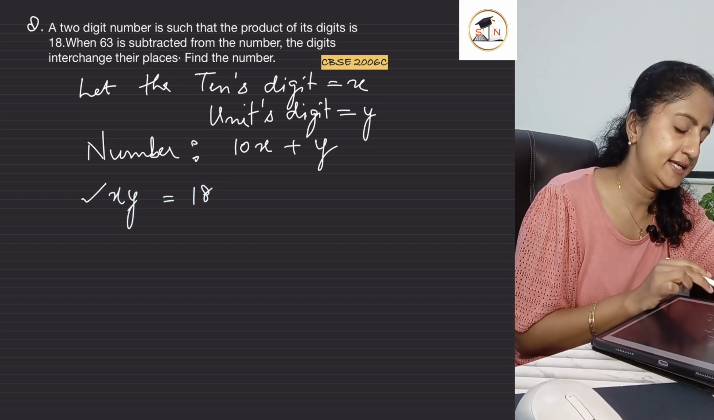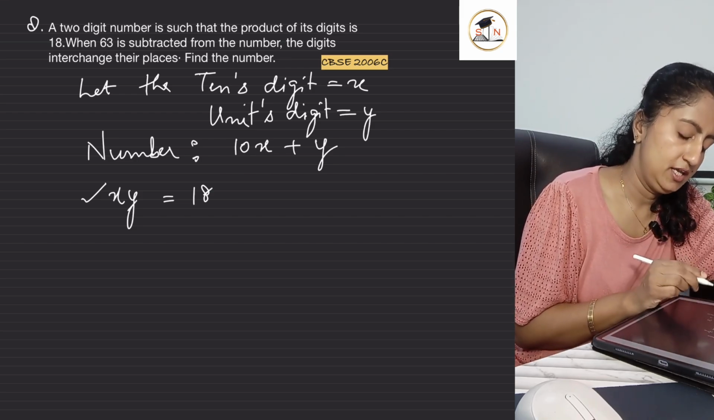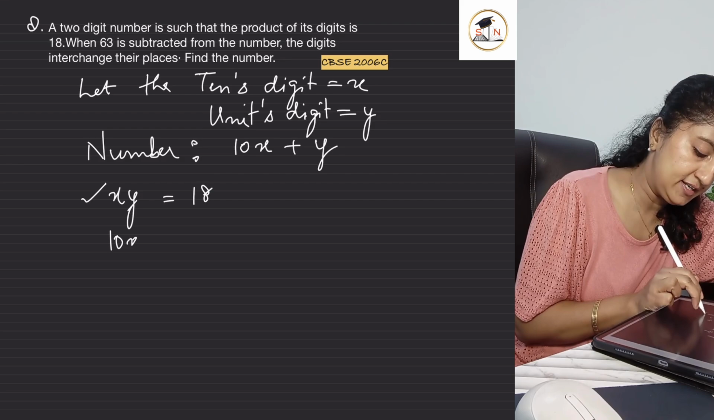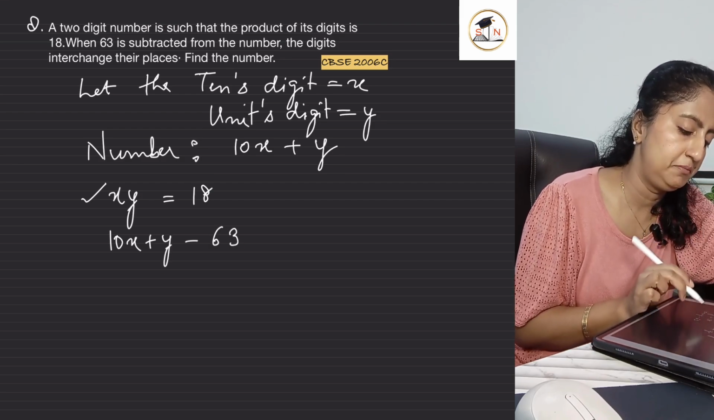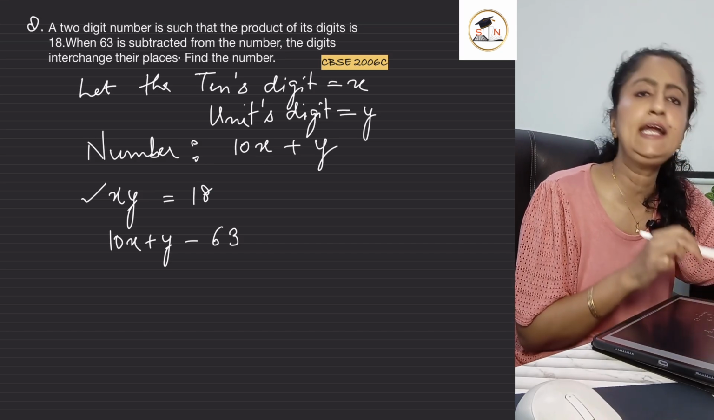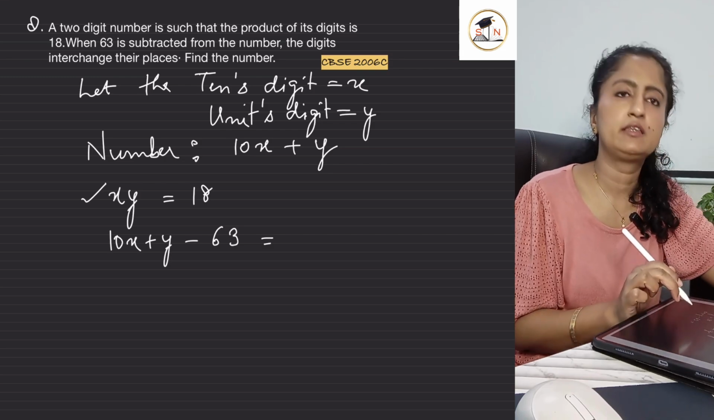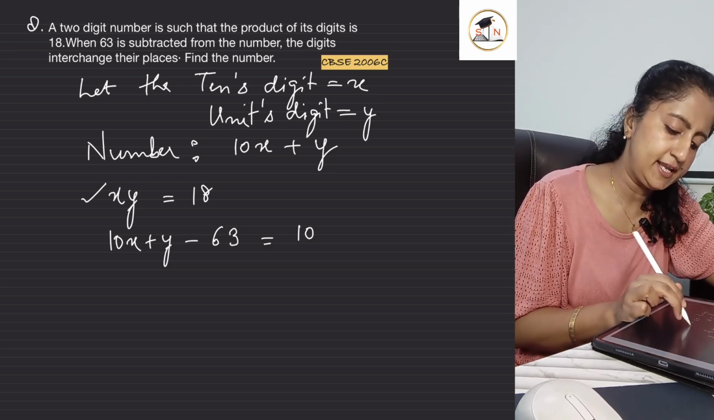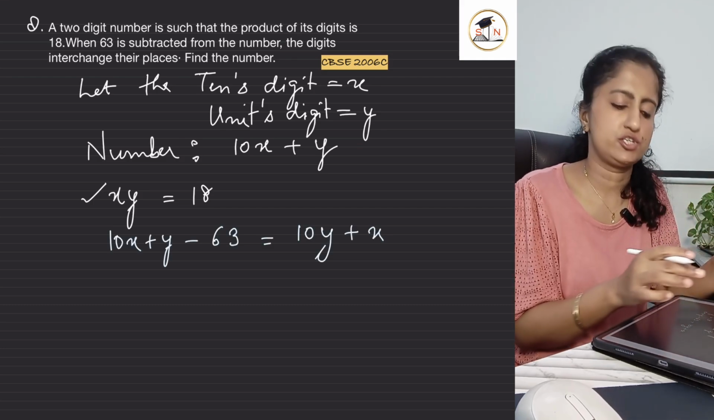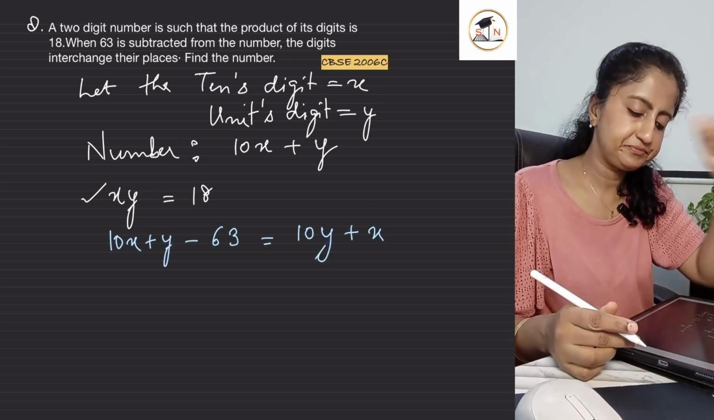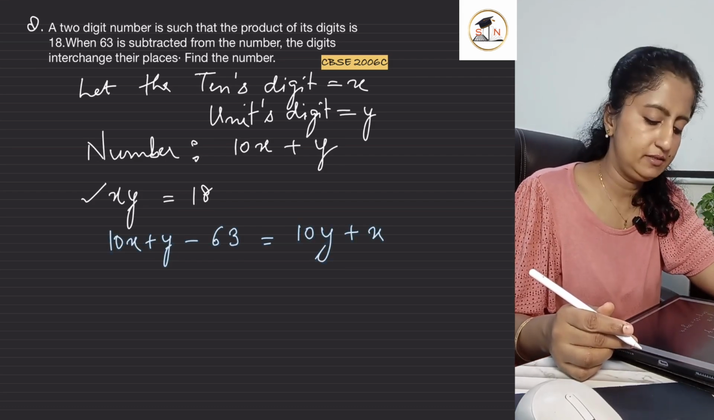Right. Now, the next statement says when 63 is subtracted from the number. Okay. So now what do I need? 10x plus y. This is my number. When 63 is subtracted from the number, the digits interchange their places. So now, when 63 is subtracted, the digits interchange. So now, 10 times y plus x. Digits have interchanged. What we did over here, we interchanged the places, right?